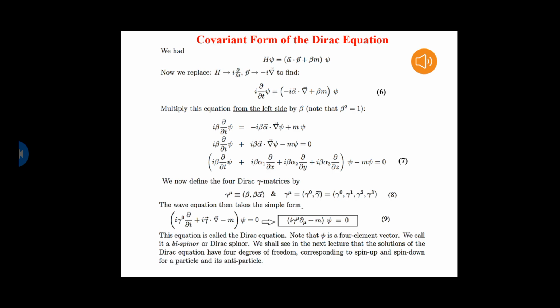Note that psi is a four element vector. We call it a bispinor or Dirac spinor. We shall see in the next lecture that the solutions of the Dirac equation have 4 degrees of freedom, corresponding to spin up and spin down for the particle and its anti-particle.